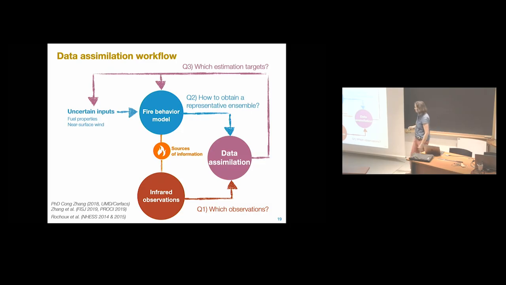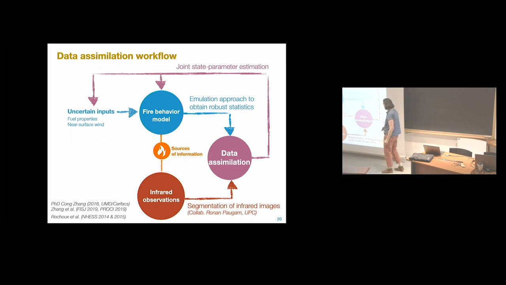So what we have seen on a simplified framework before, while we were not using a coupled model but only a fire spread model, is that for observation, it's interesting to go from infrared observation to fire front. So you need to do some work on segmentation of infrared images, as Ronan talked about yesterday. Here, if you have a coupled model, then it's hard to have it within this workflow because it's computationally intensive. So what about building an emulator of this coupled model, and within the data assimilation workflow, you use the emulator instead of the physical model to obtain robust statistics.